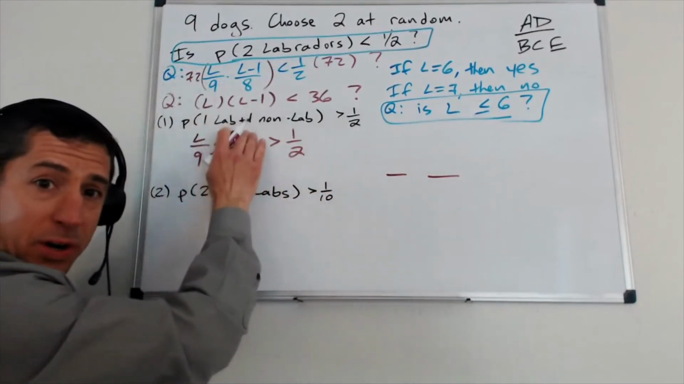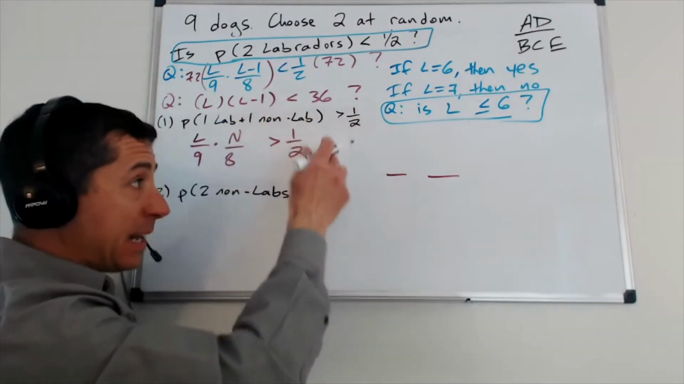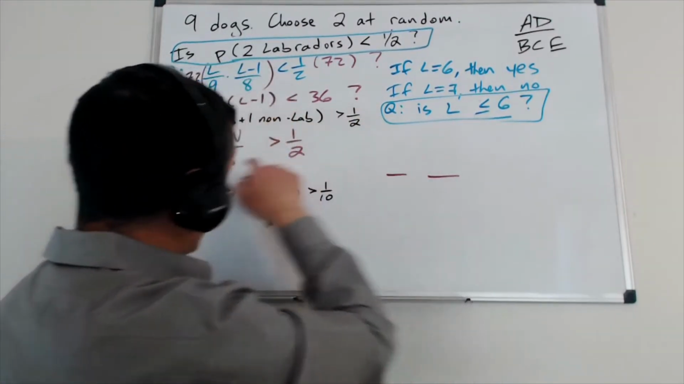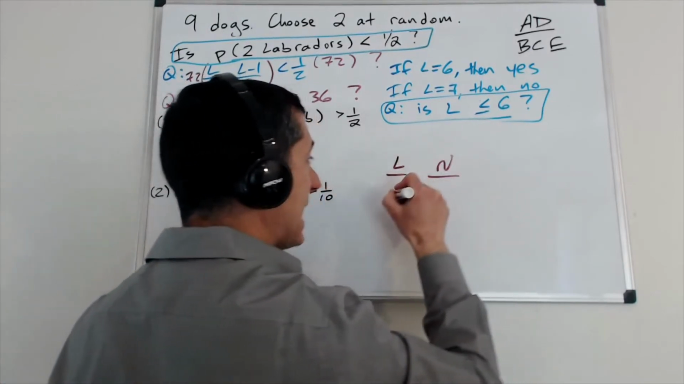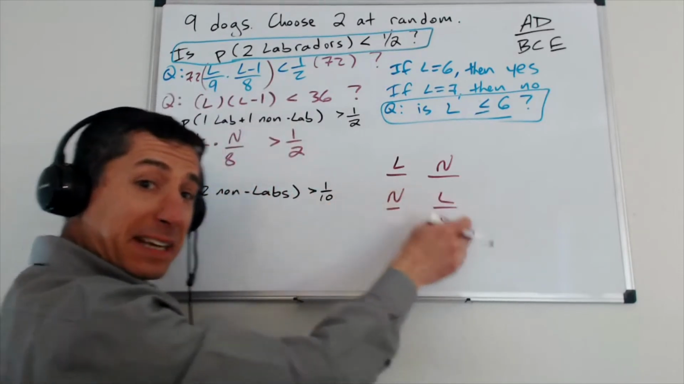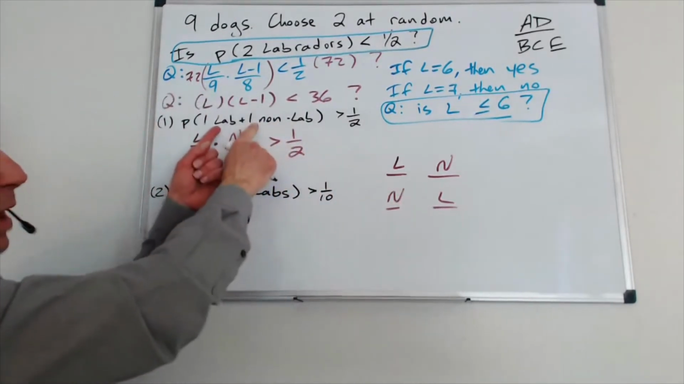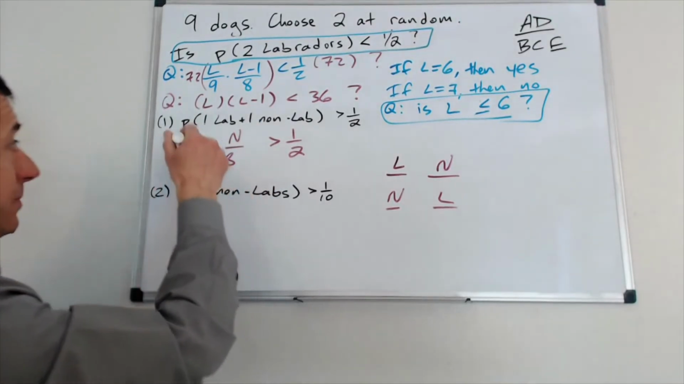I don't care about the order here. I want to know the probability of getting exactly 1 lab, exactly 1 non-lab in any order. So what I just calculated here is the probability of getting a lab on the first one, non-lab on the second. That's going to be equal to the probability of getting a non-lab first and then a lab. So if I want the probability of getting exactly 1 of each, I've got to multiply this thing by 2.